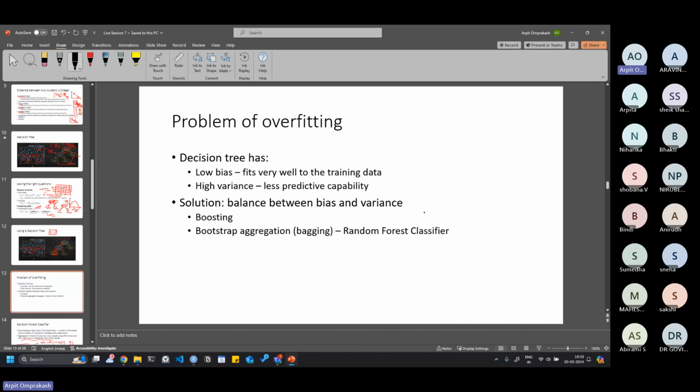So a decision tree has very low bias, so it can compartmentalize and fit to data very well. It has a very high variance, so it has less predictive capability. So one way to build a balanced decision tree is to boost it or do something called bagging, or bootstrap aggregation. Random forest classifier is one example where we do bootstrap aggregation of decision trees.